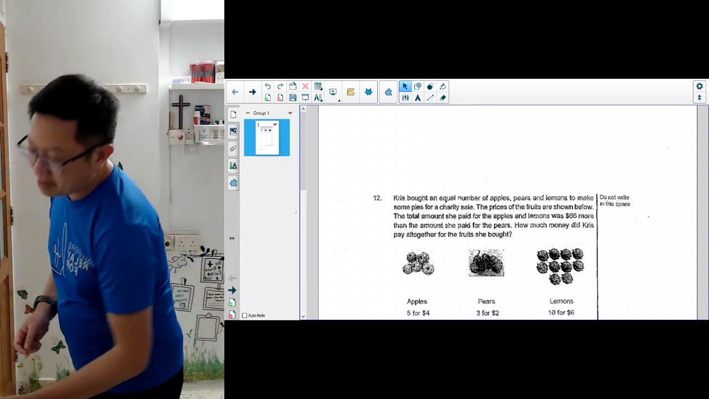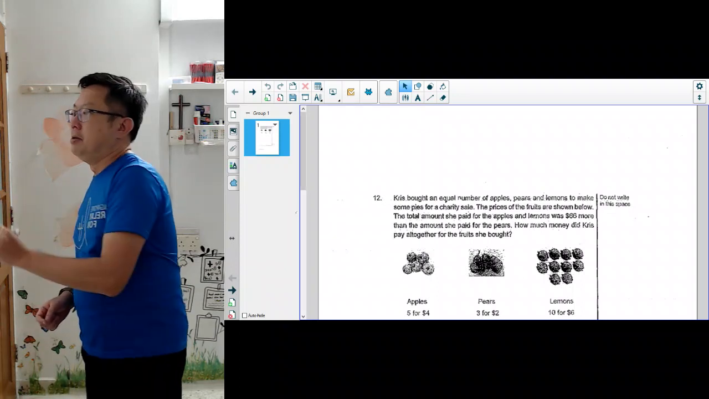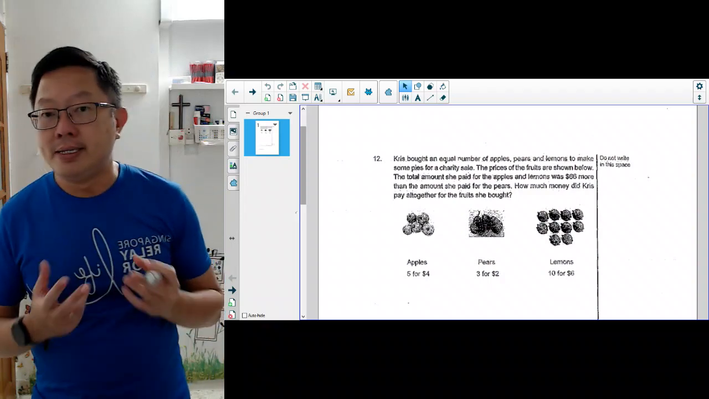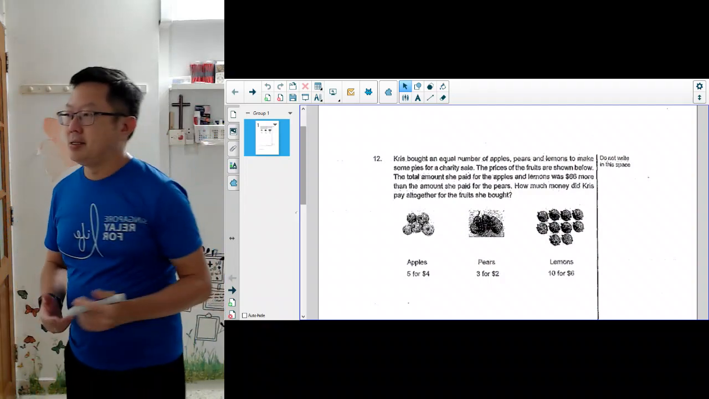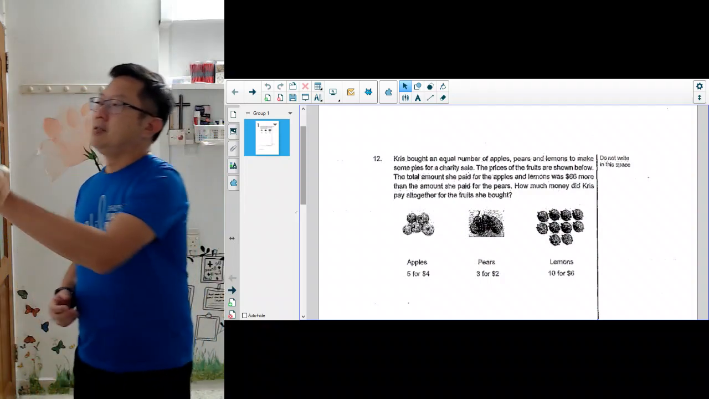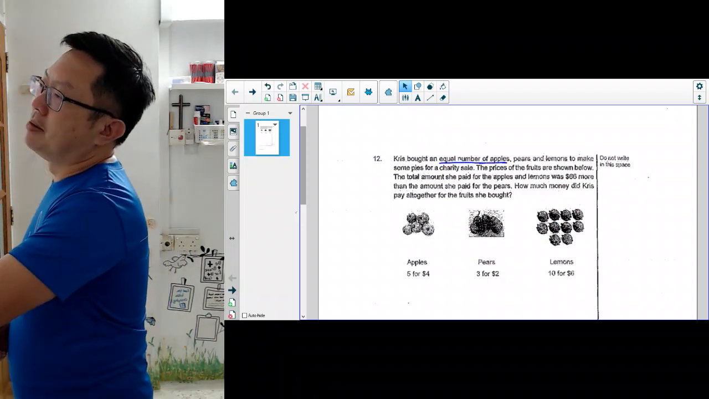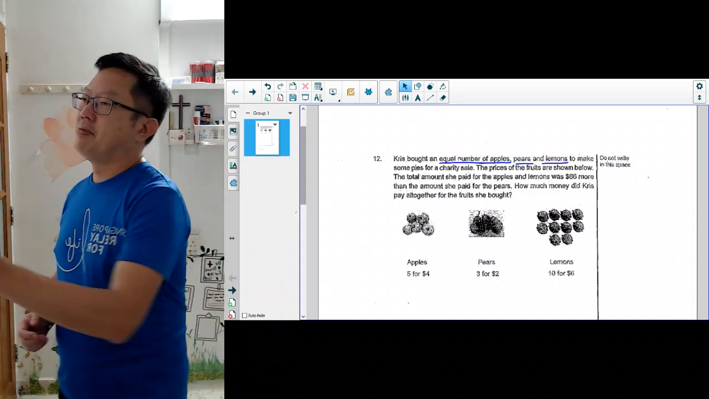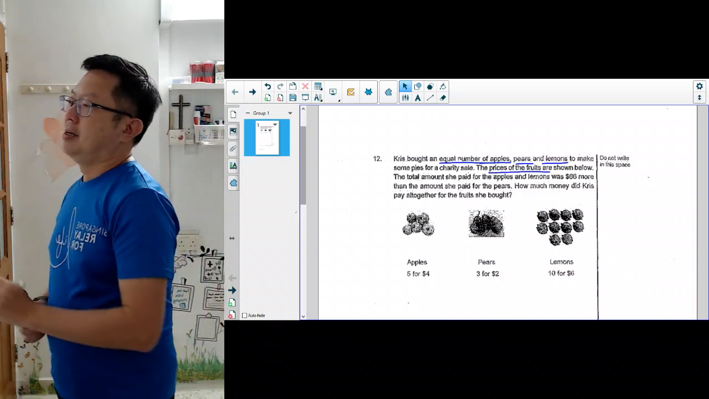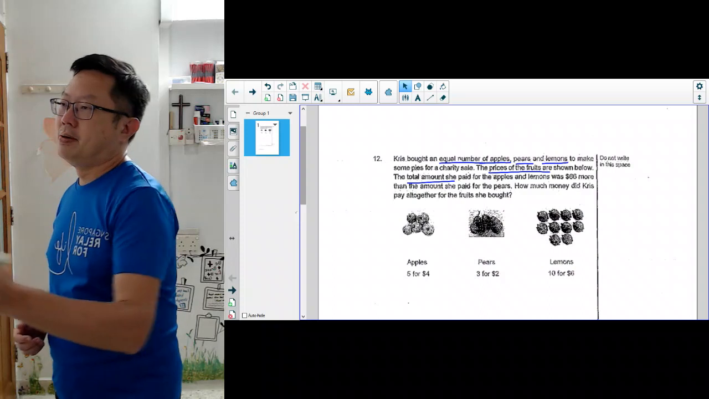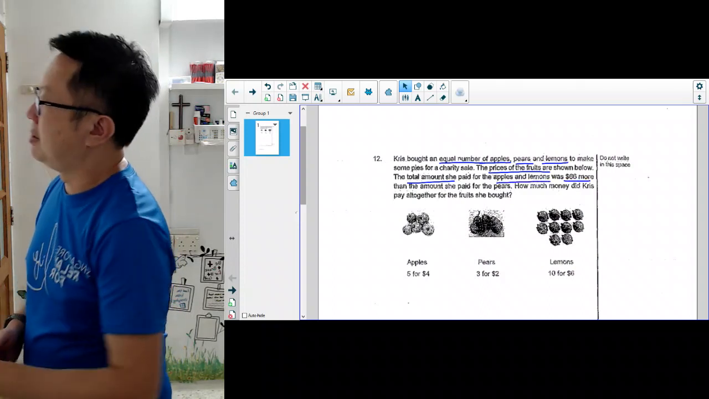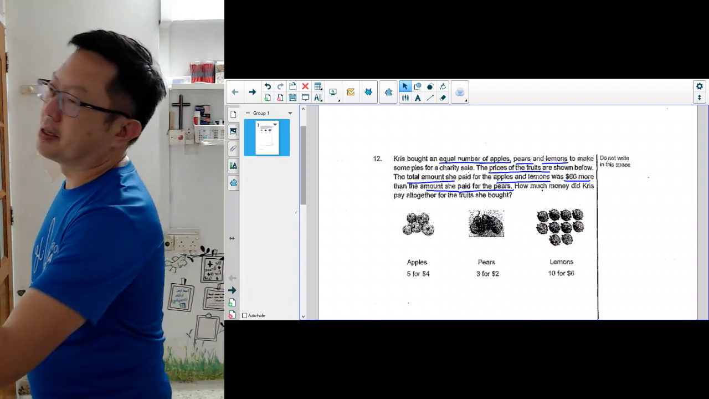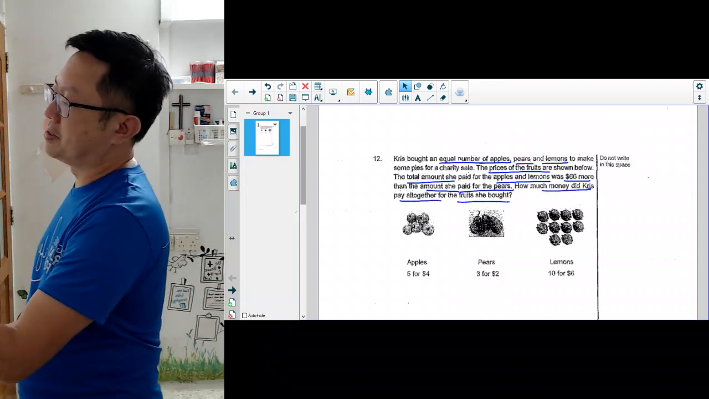So let's look at this question, and you need to read first. Read the question to look for clues that are inside that will tell you what is the most suitable method you can use. So Chris bought an equal number of apples, pears and lemons, to make some pies. And the prices of the fruits are shown below. And the total amount she paid for the apples and lemons was $66 more than the amount she paid for the pears. So how much money did Chris pay altogether for the fruits she bought?